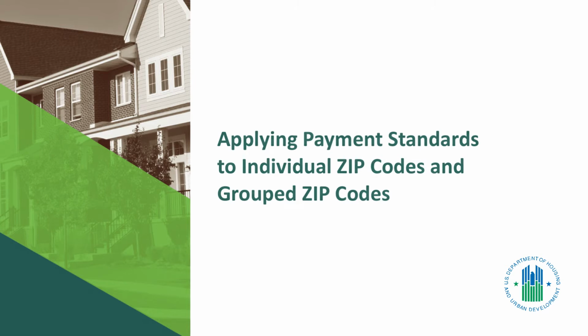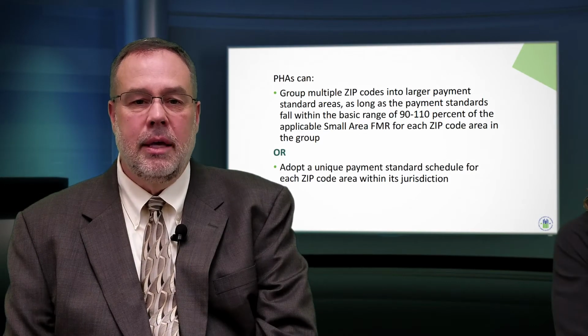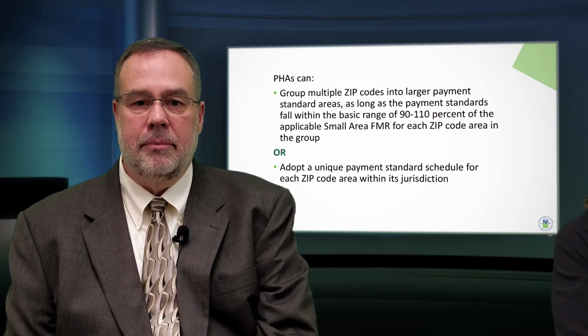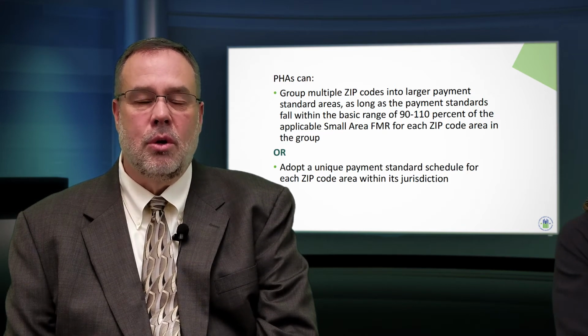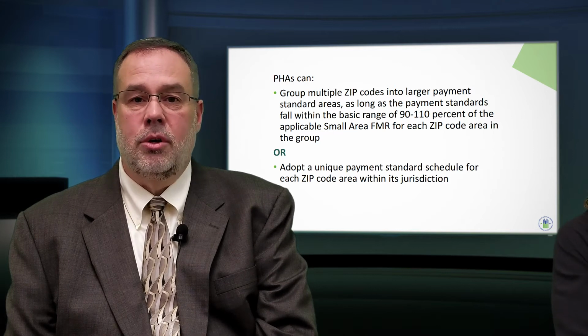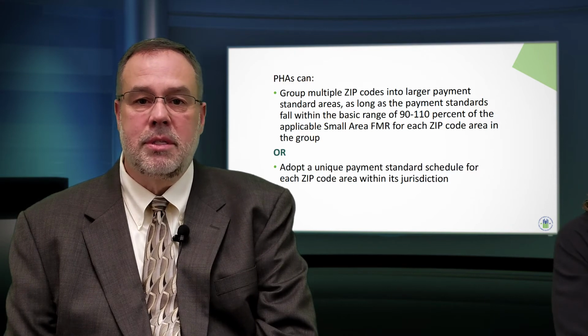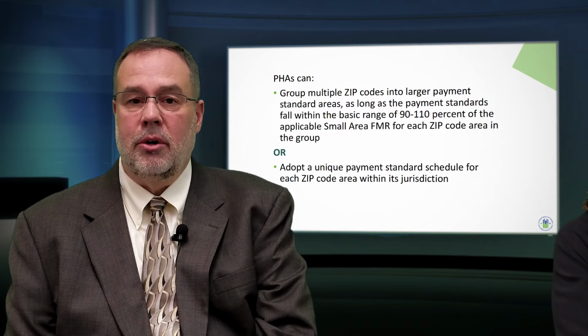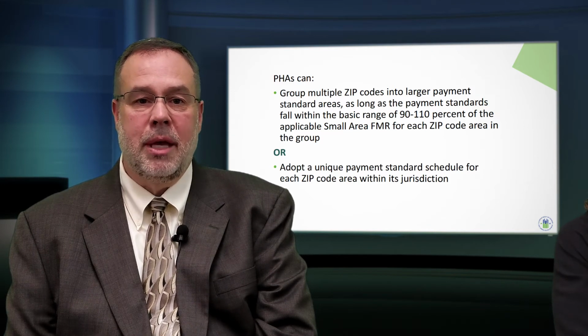Another option available to PHAs implementing small area FMRs is to group zip codes to create a smaller number of areas in which different payment standards apply. PHAs can create payment standard groups that include multiple zip codes, so long as the payment standards fall within the basic range of the applicable small area FMR for each zip code area in the group. Alternatively, a PHA using small area FMRs could adopt a unique payment standard schedule for each zip code area within its jurisdiction. A PHA does not need to apply the same percentage of the small area FMR to each zip code area within a payment standard area.